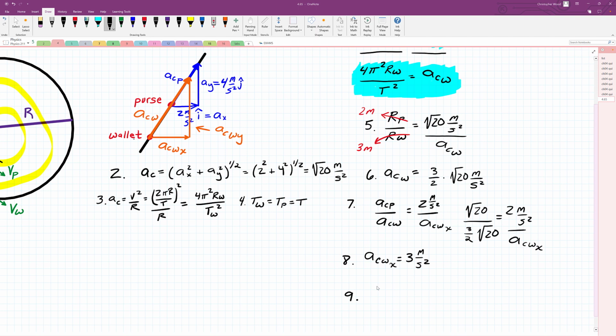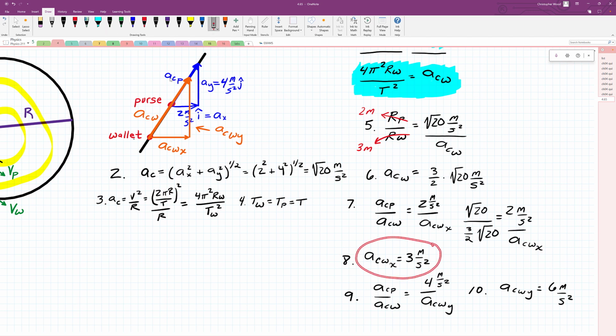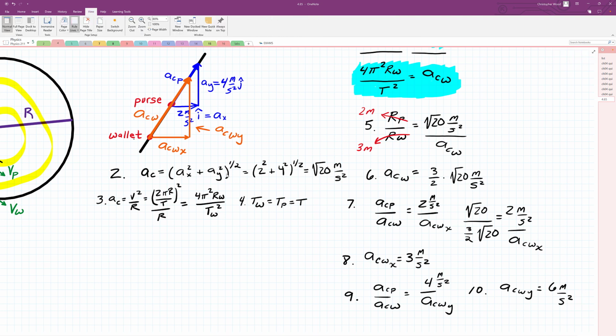Using similar triangles again for the y component, as a_CP is to a_CW, so is 4 meters per second squared to a_CWY, the y component of my wallet's centripetal acceleration. Once again, I know a_CP, I know a_CW, I can solve and get a_CWY equals 6 meters per second squared. This is the x component of my wallet's centripetal acceleration. This is the y component of my wallet's centripetal acceleration. And that's it. This problem does a good job reinforcing several elements associated with centripetal acceleration.